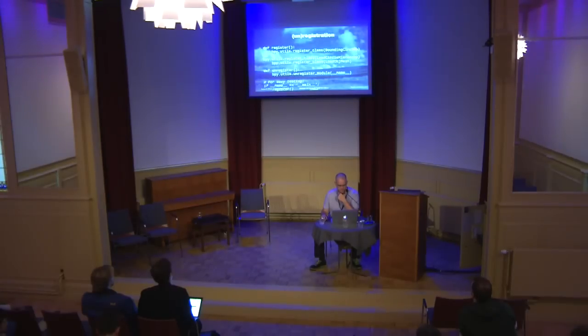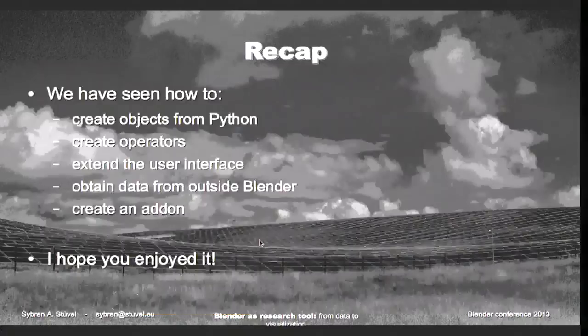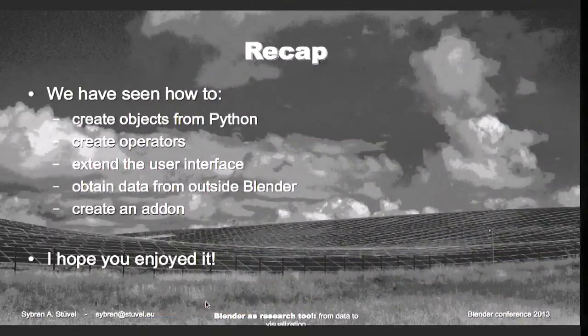Registering and unregistering works by just calling a register function with classes that you define, so the user interface panel, your operators, things like that. For unregister, you can just say, okay, unregister my entire module. And then you can install it by clicking install from file. And you're done.